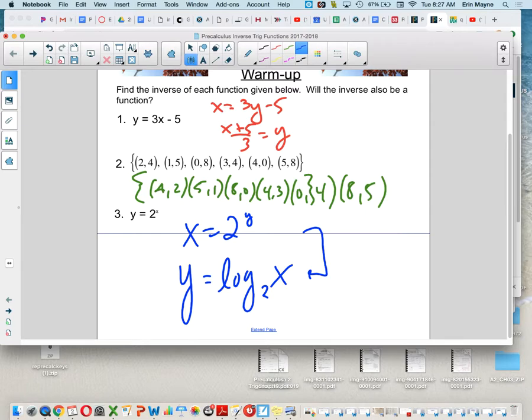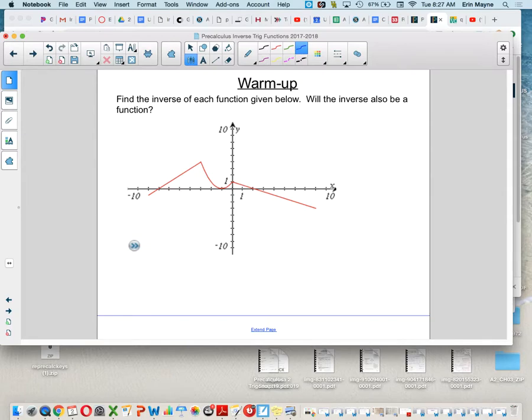Graphically, how do I consider an inverse? From an original to the inverse, what did we just say? It does what? Yeah, x becomes y and y becomes x, and it reflects about the line y equals x.